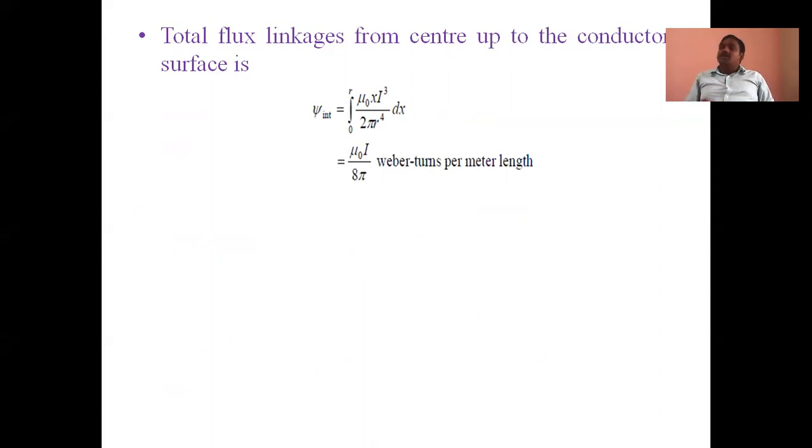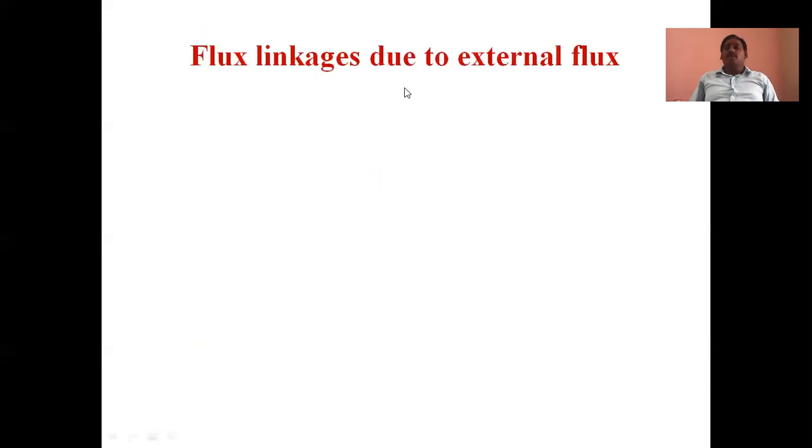Is it right or not? This is the psi internal. Then again we have to calculate the psi external. Why? Because this Ix is not only linking with one coil or one conductor, it can also link with the external conductor. That's why we have to calculate the flux linkage due to external flux.